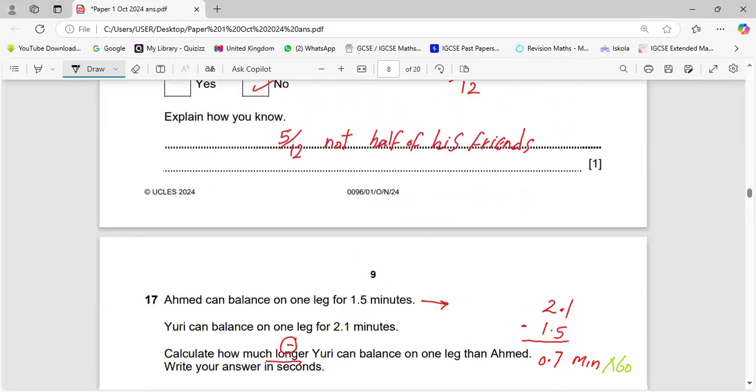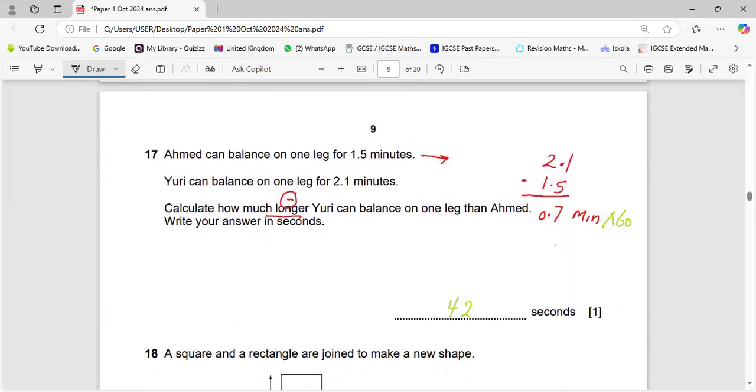The next question, 17. Here Ahmed can balance on 1 leg, and another friend can balance on 1 leg too. Here is a tricky one: 1.5 minutes, and here is 2.1 minutes. He asks you to calculate how much longer. How much longer means the difference between the first and the second. The difference means minus, we make it minus, and we get 0.7. Here is 0.7 minutes.